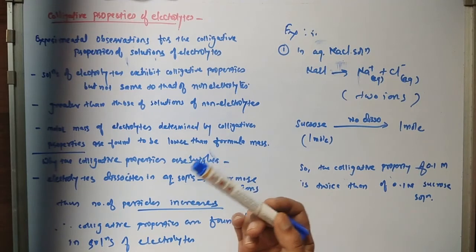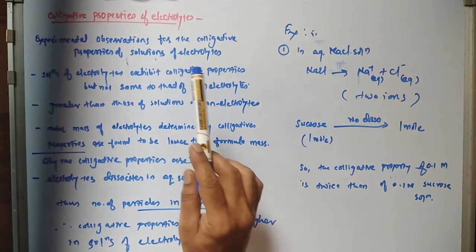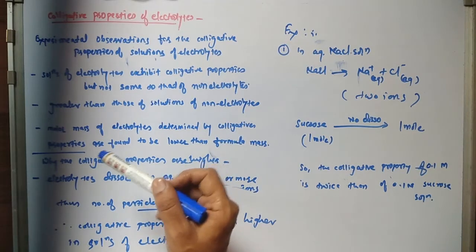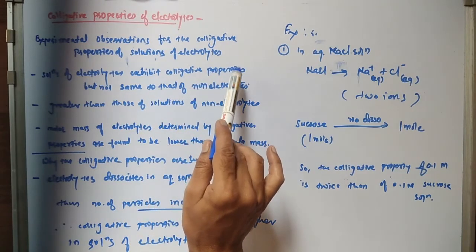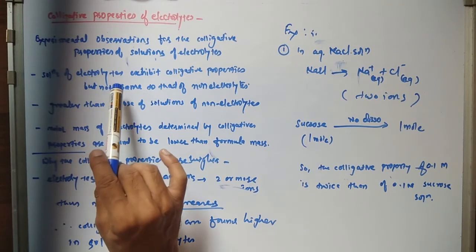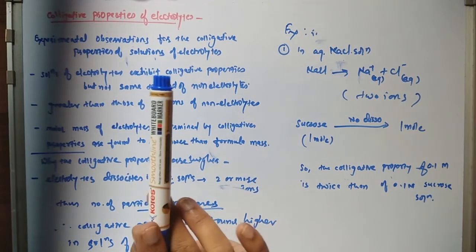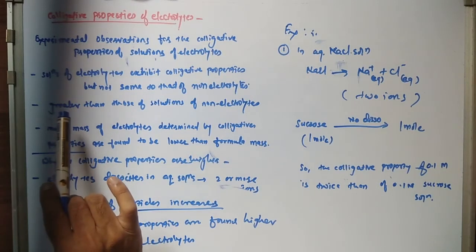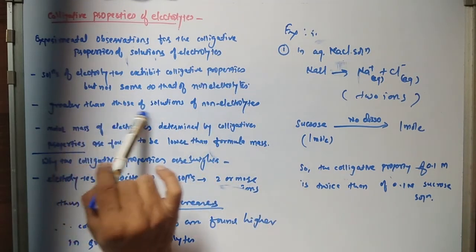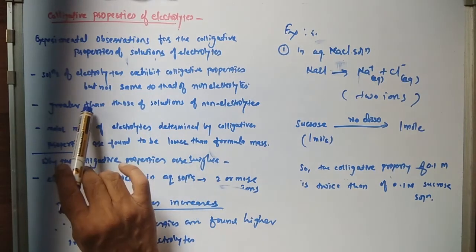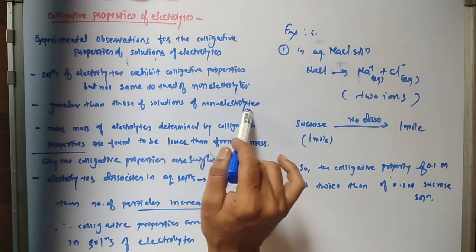Now we have to go a different way to study the colligative properties of electrolytes. The experimental observations are summarized here. First, the solutions of electrolytes do exhibit colligative properties, but the expressions or relations are not the same as those of non-electrolytic solutions. The colligative properties of electrolytes are greater, or higher, than those of the solutions of non-electrolytes.